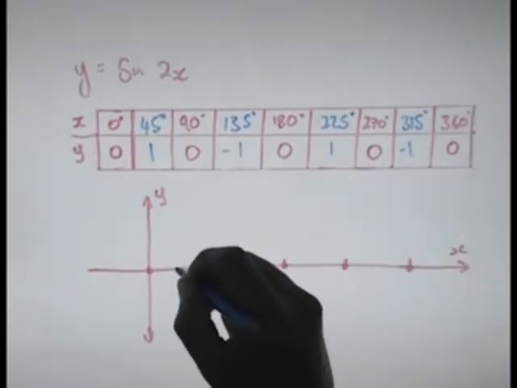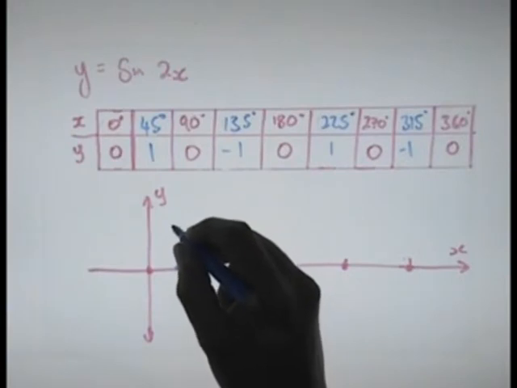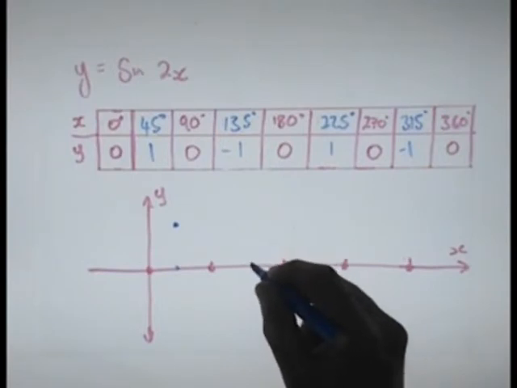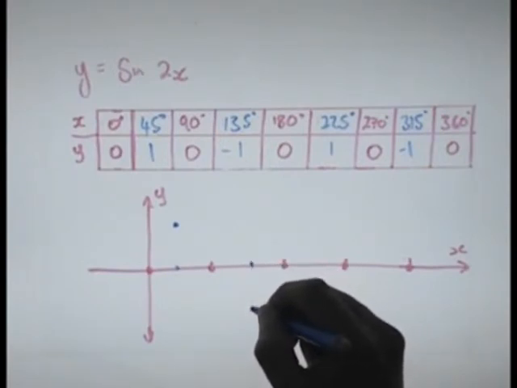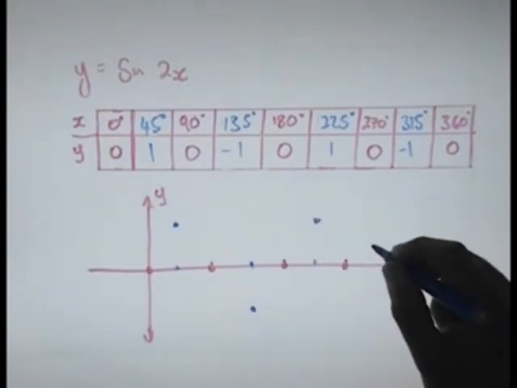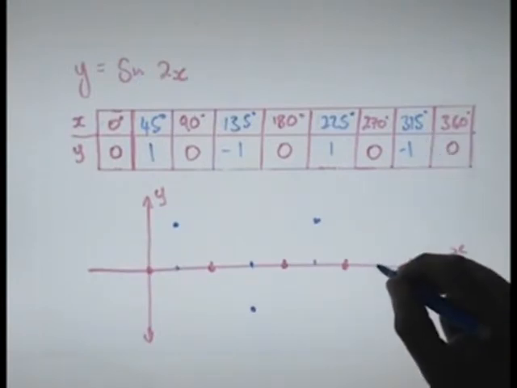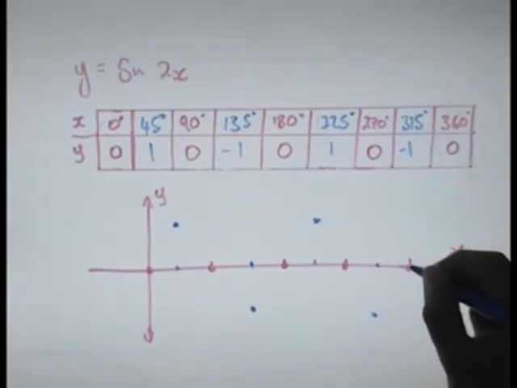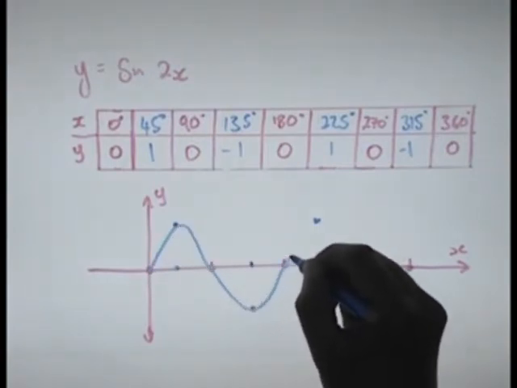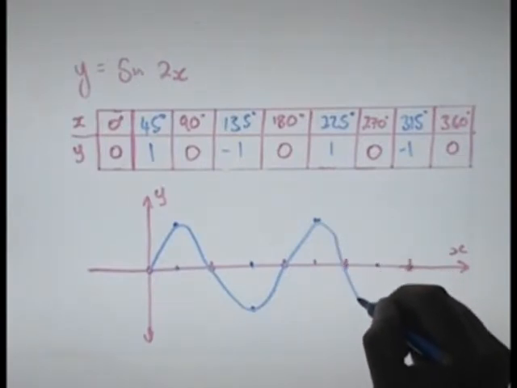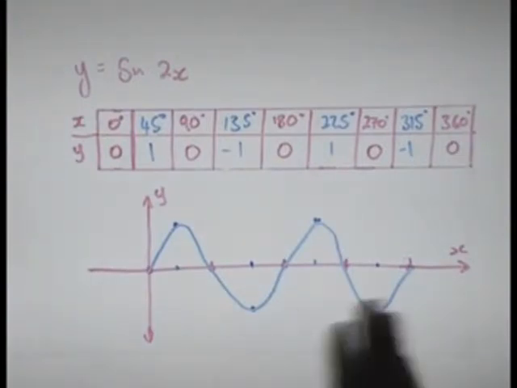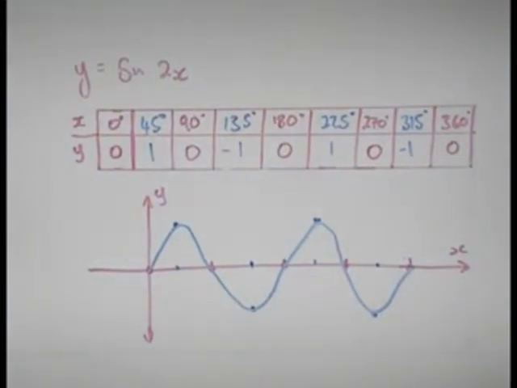Now let's try and draw this. At 45 degrees, my y value is 1. At 90, it's 0. At 135 degrees, my y value is negative 1, and at 180, 0. At 225, it's positive 1. At 270, it's 0. At 315, it's negative 1. At 360, it's 0. Bit distorted graph, but you get the drift. This is between 0 and 360 degrees.